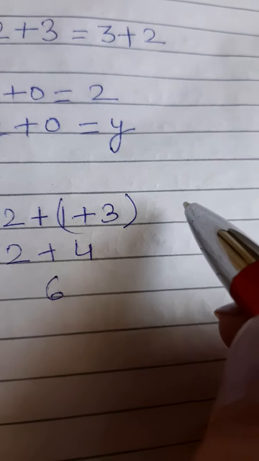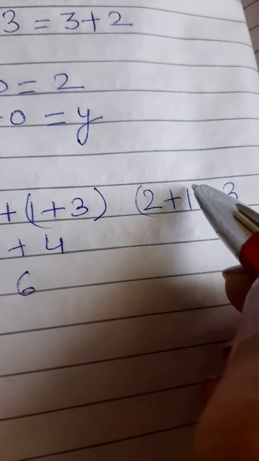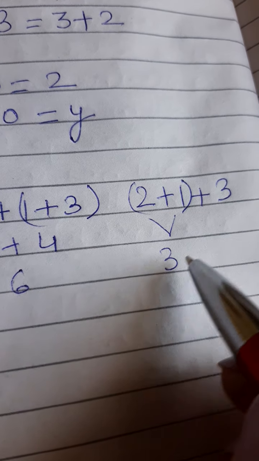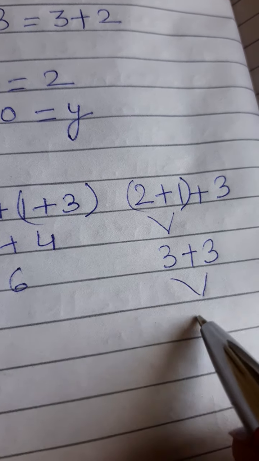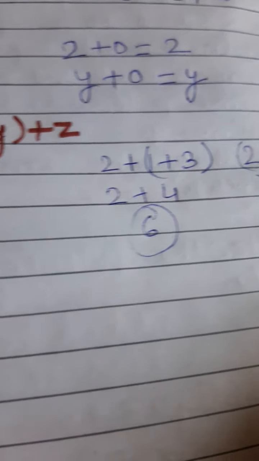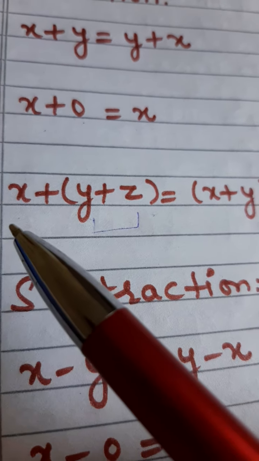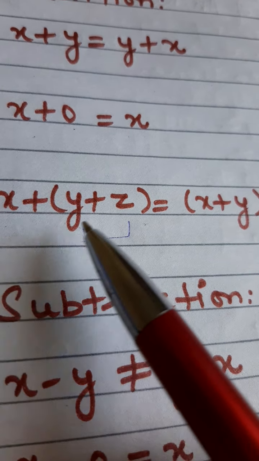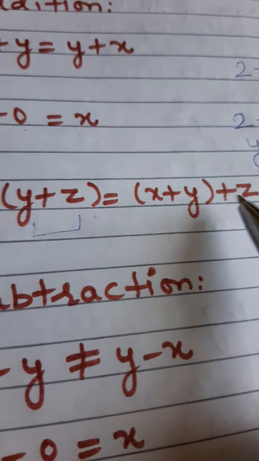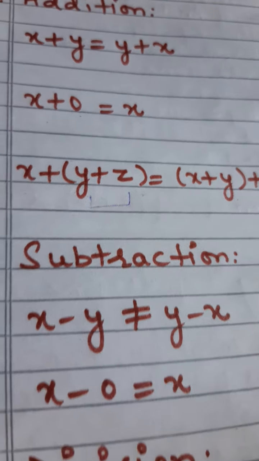In a similar way, if I am adding 2 plus 1 plus 3, I will take the last two numbers first, and after adding these two, I will get 4. 4 plus 2 is 6. So my answer is 6 here also. So these two are the same. That means in this manner, for literals also this is true. x plus y plus z is equal to x plus y plus z. Here we are adding these two first, and here we are adding these two first.